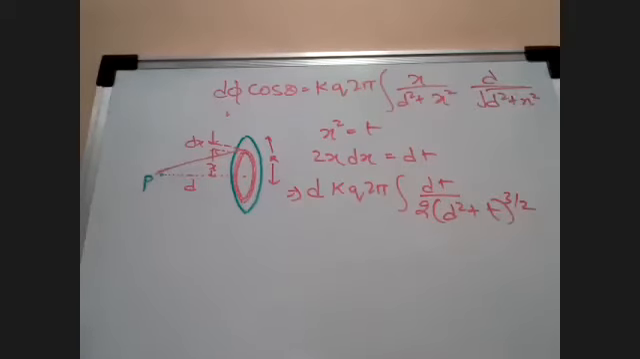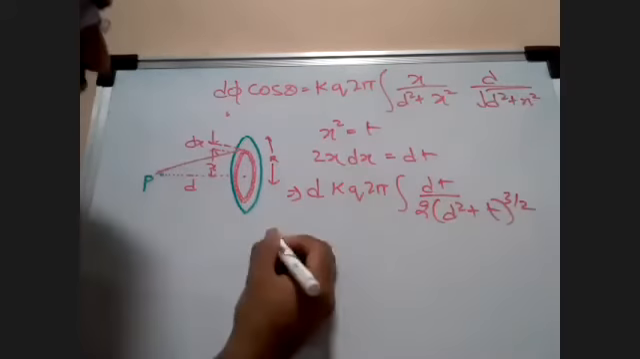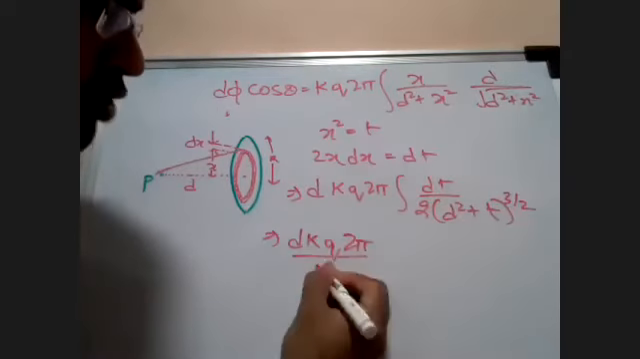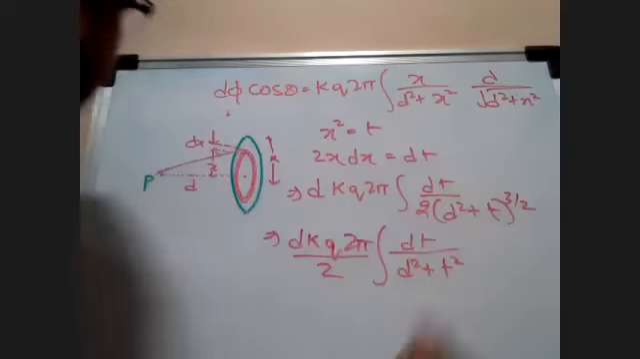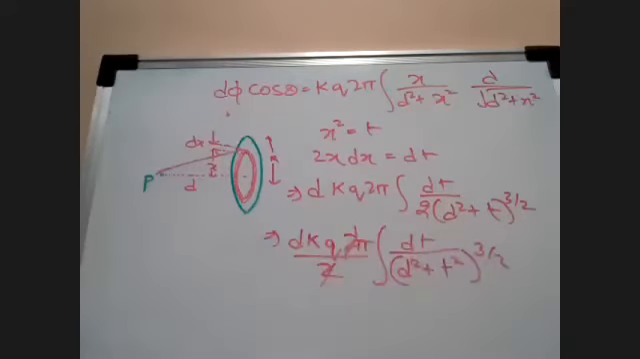If we continue with this, what we'll get is q k d, and if I remove this 2 and this 2, what I'll get is d k q 2 pi by 2, integration of dt upon d square plus t square whole raised to 3 by 2. This 2 and this 2 will get cut. What remains is q k d, dt upon d square plus t square. Is this clear? Any doubt?